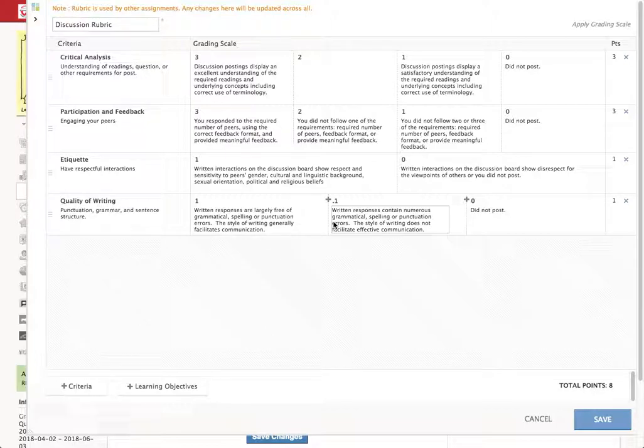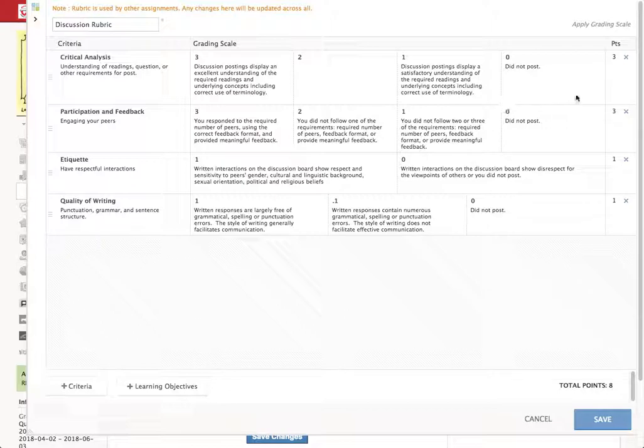First one is critical analysis, an understanding of the readings, question, or other requirements for the post. Essentially, did you do a good job of, if I asked you to read something, can I tell that you actually read it and didn't just skim through it? If you're answering some sort of question, are you answering the question to the fullest extent, providing detail or evidence or proof that you know what you're talking about? In other words, you're not just giving me a yes or no answer, but you're explaining your thoughts, or whatever other requirements there may be for that post.